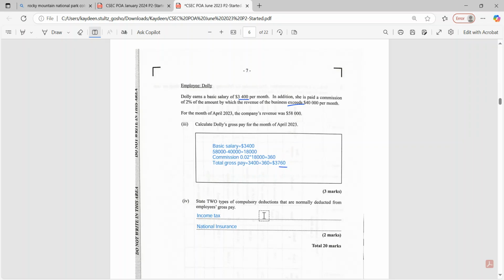It says state two types of compulsory deductions that are normally deducted from an employee's gross pay, and in this case, I listed income tax and national insurance.